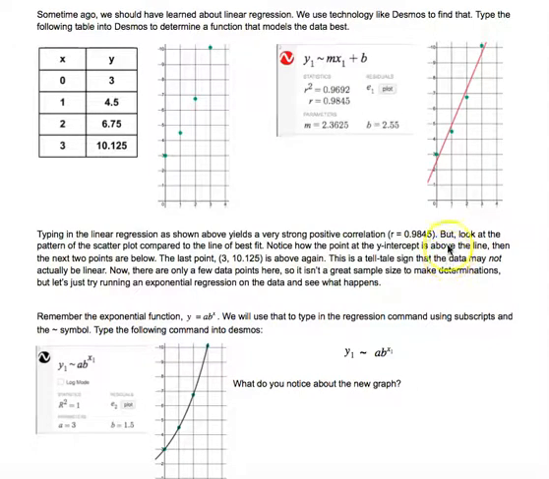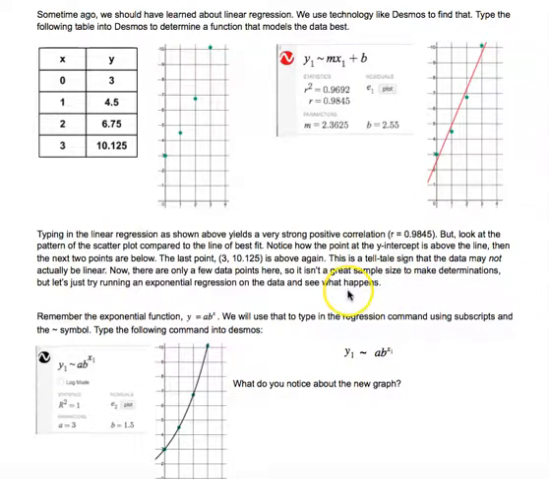When you look more closely at the points in comparison to the line, we don't have any points that are actually on the line. The y-intercept is above the line. The last point is above the line. The other 2 points are below the line. So when you don't have any points on the line and you have an over, under kind of development there, that's a telltale sign that the data may not actually be linear.